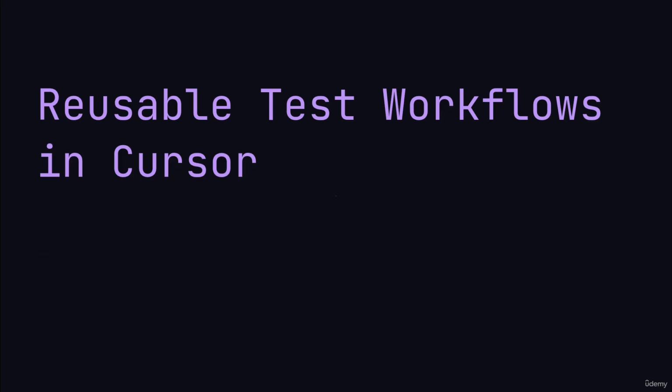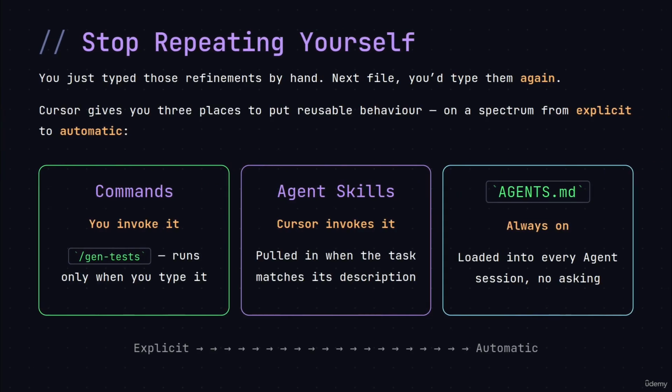In the previous lecture, we used the three-step pattern to generate tests with Cursor. In this lecture, we're going to look at how we can make our test workflows reusable. Now, the three-step pattern worked really well, but the one thing that wasn't ideal is we had to type everything by hand. So with this approach, we would have to do it again for the next file that we want to generate tests for.